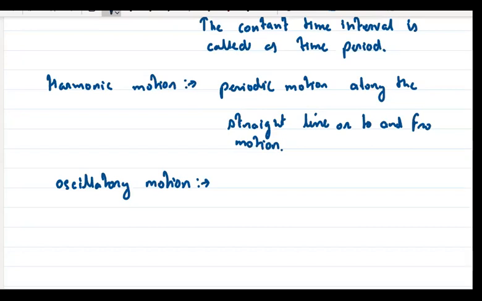What about oscillatory motion? First of all, when it is said straight line, that is not the correct definition because most of you said this. So the correction here is along the straight line or curve. So to and fro motion can either be on a straight line or a curve. Got it? That's the basic definition of oscillatory motion. Most of you were saying in a straight line, that's why.